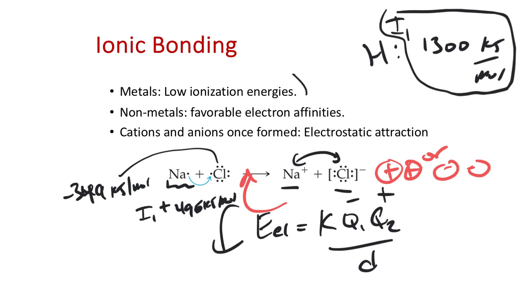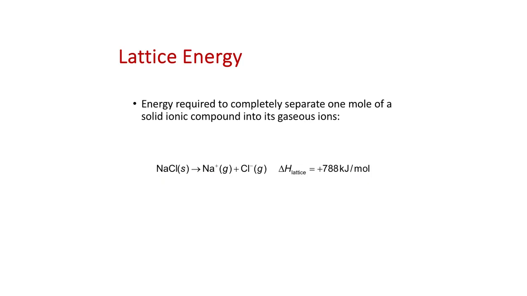to remove the electron from sodium and give it to chlorine. But it's that electrostatic attraction, that kappa Q1, Q2 divided by D, that's going to be the important term to consider, because that's where we're going to get some negative energy from the ions being attracted together once they're formed.